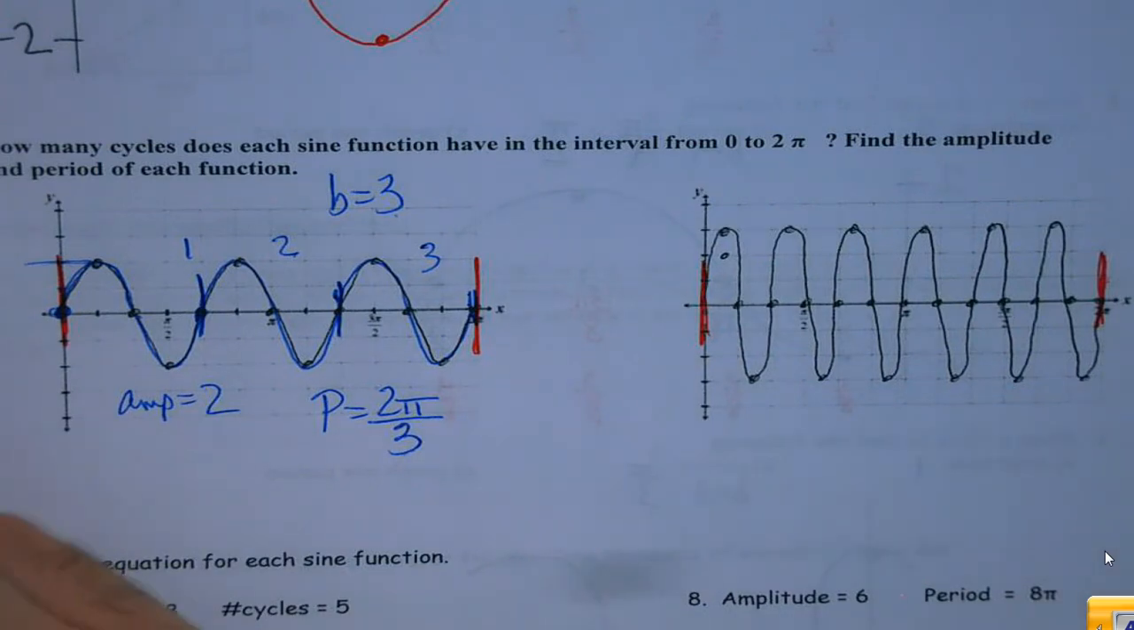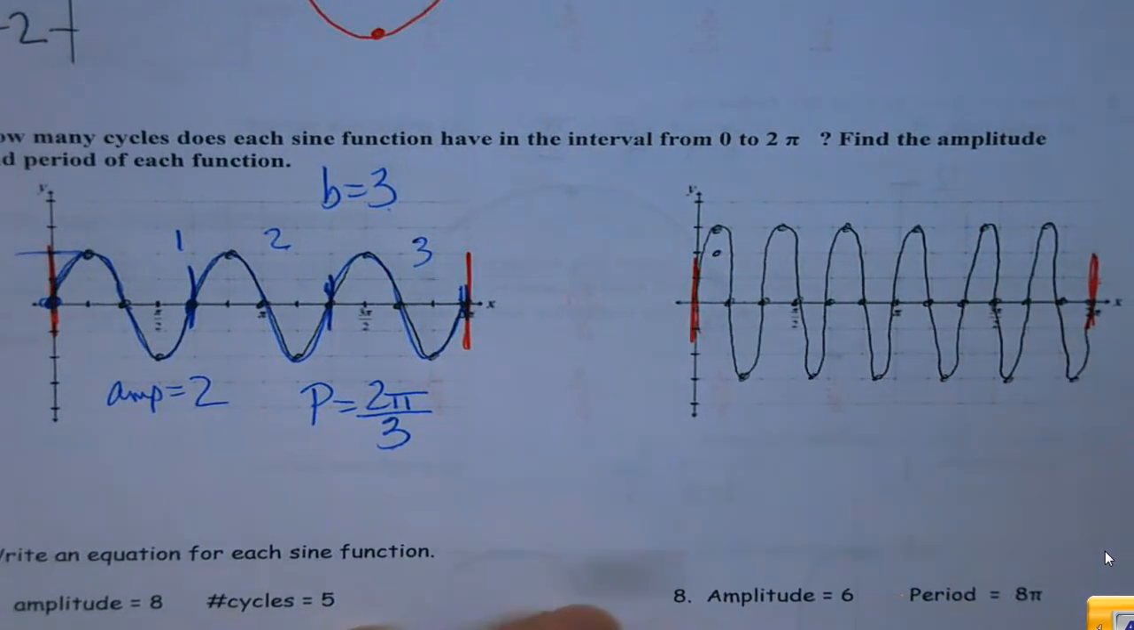And that's all I'm going to do on the next one as well, except there's a lot more cycles it looks like. Mr. Harty doing a lot of scribbling.